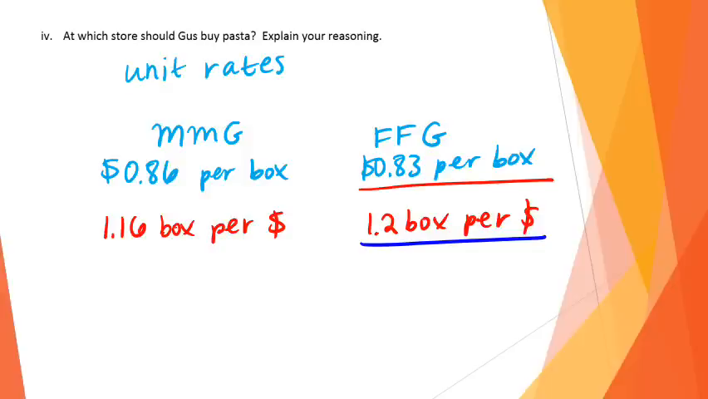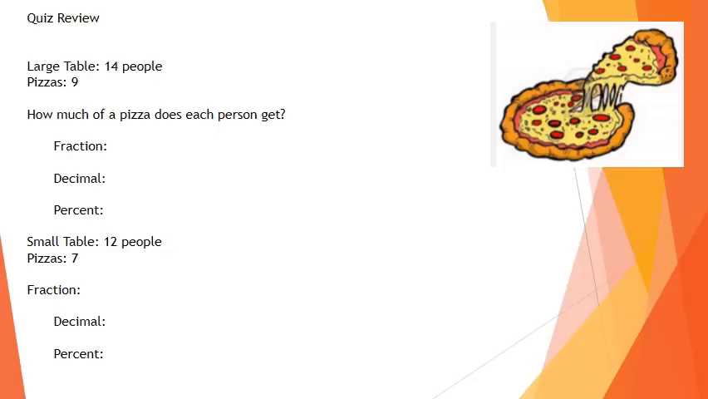Now let's start talking about some quiz review for tomorrow. So one of the problems you're going to see on your quiz tomorrow is going to talk about tables. And if you think back to that pizza problem we had at the beginning, we had a large table and a small table. So if we have a large table here, for example, that has 14 people who can sit there, and we have 9 pizzas, we want to think about how much pizza does each person get.